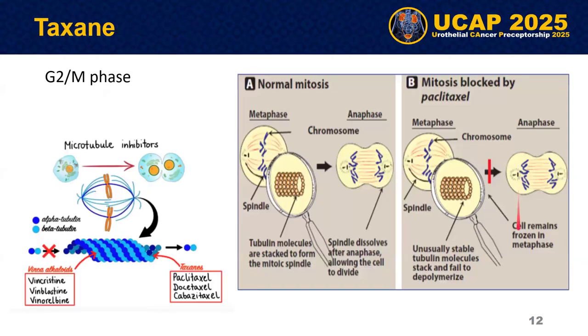Next is taxane. Taxane examples are paclitaxel and docetaxel. And also vinca alkaloids, as you can see here, actually work at the microtubule structures. But in paclitaxel, as you can see in B here, it binds to the tubulin molecules. So it causes it to be unusually stable, causing it to be unable to depolymerize, hence causing the cells to be stuck in metaphase and unable to transition to anaphase, hence leading to cell death. This typically happens in G2M phase.